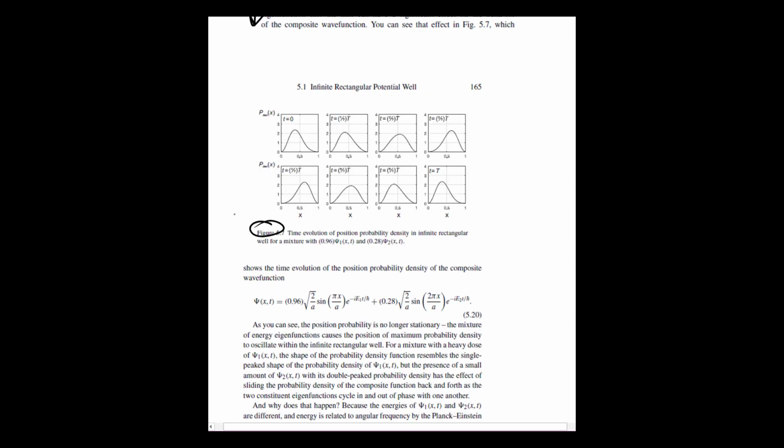In this figure 5.7, I show what happens to the position probability density across the well as time passes from 0 to some period capital T, which we'll talk about in just a minute, and we do that in 7 steps. So here we are, 1/7, 2/7, 3/7, all the way. Here's time passing. And look at what happens to the probability density. It starts off shifted left of the center of the well because, remember, we're adding a lot of the ground state, but a small amount of the first excited state.